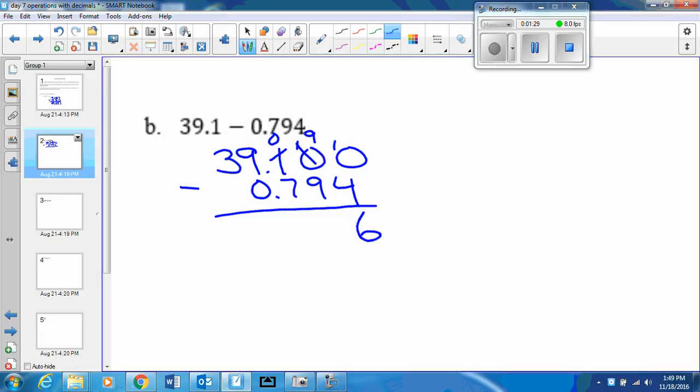10 minus 4 is 6, 9 minus 9 is 0. Borrow from the 9, 10 minus 7 is 3, 8 minus 0 is 8, and 3 minus 7 is... So I get 38 and 306 thousandths.